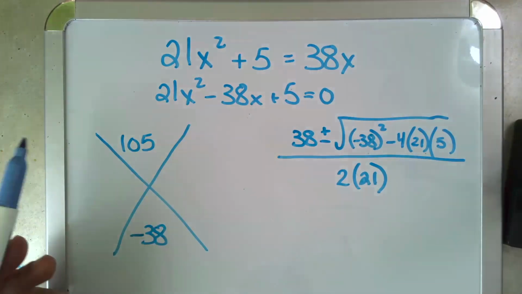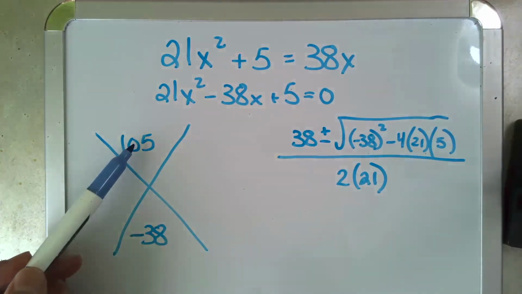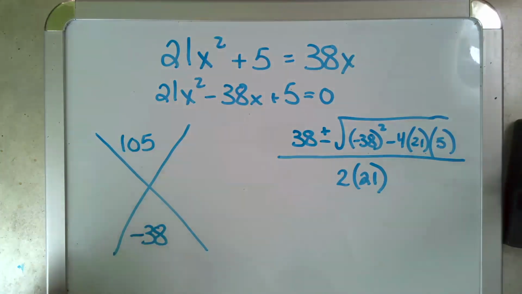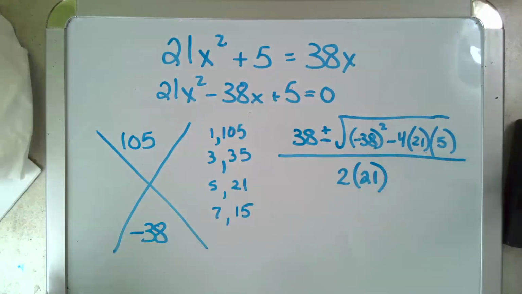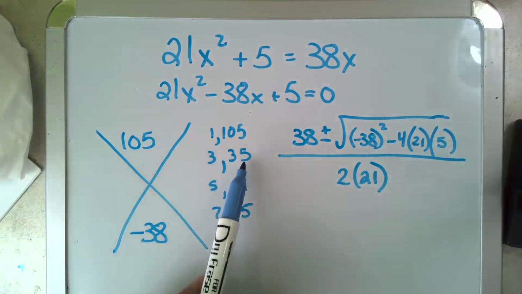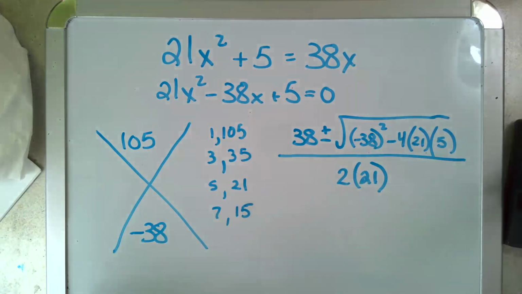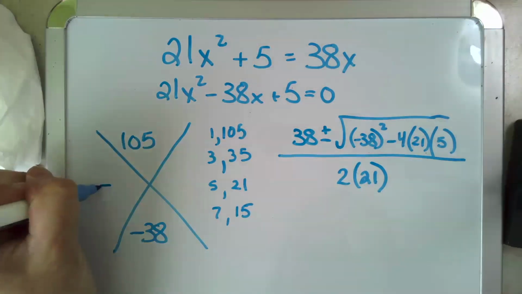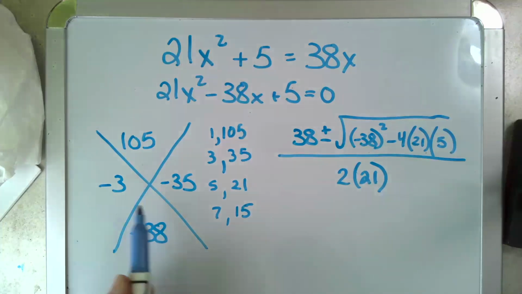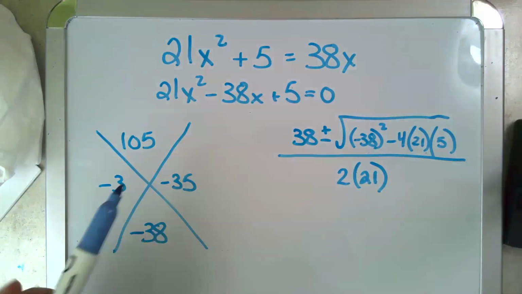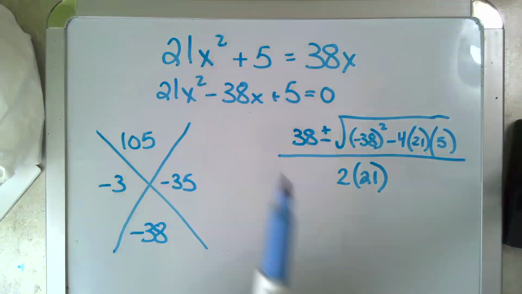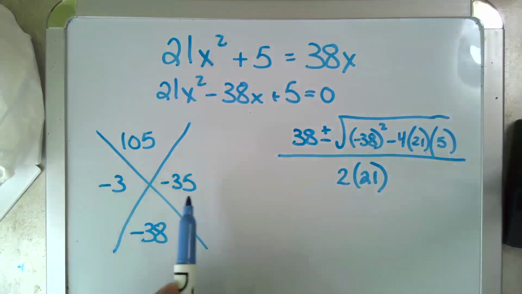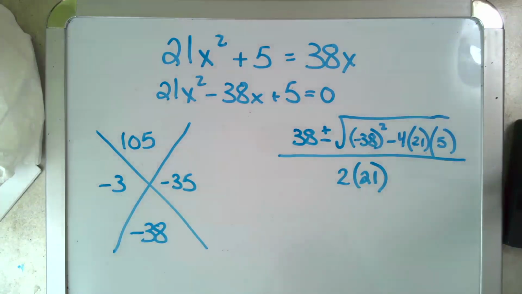And now I'm asking myself what multiplies to 105 and adds to negative 38. So I'm going to make a quick factor list. And when I look through my factor list, I see 3 and 35 can come together to add to a negative 38 if they're both negative and multiply to a positive 105. And now I remember that because my coefficient of my x squared is not 1, these are not my final answers. These are the coefficients of my 2 x terms in my FOIL.